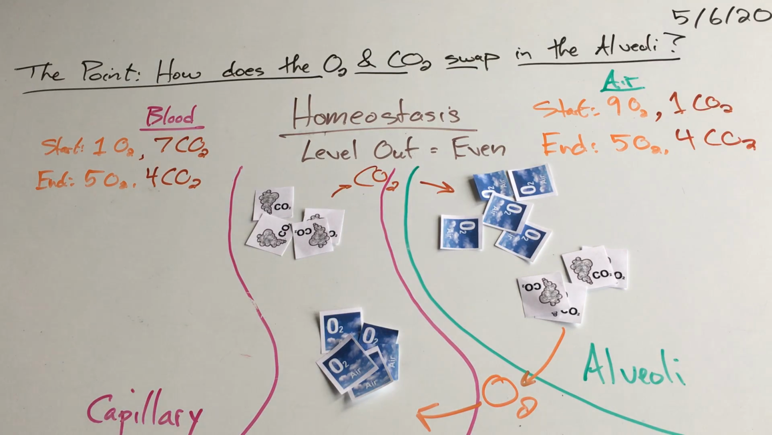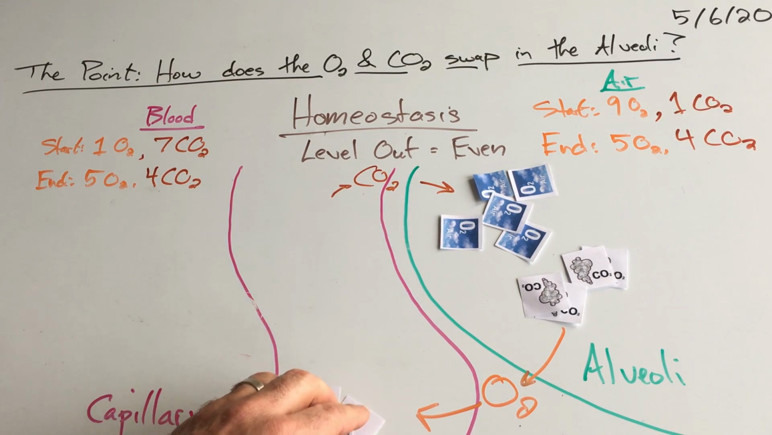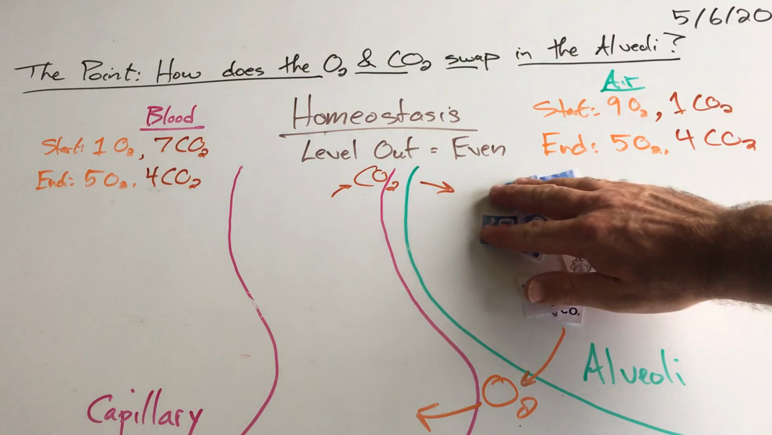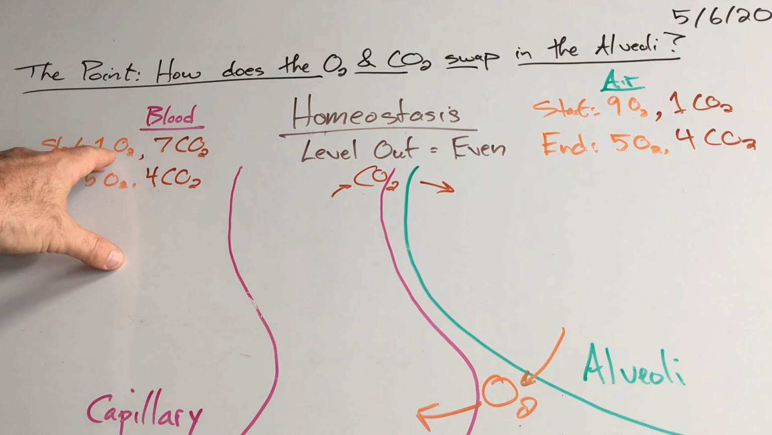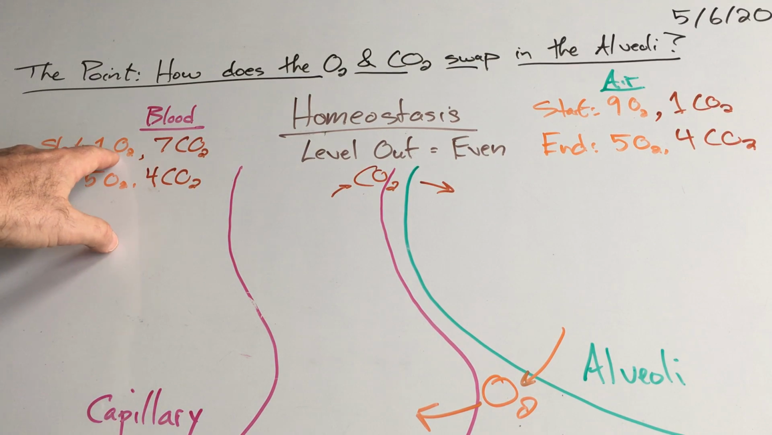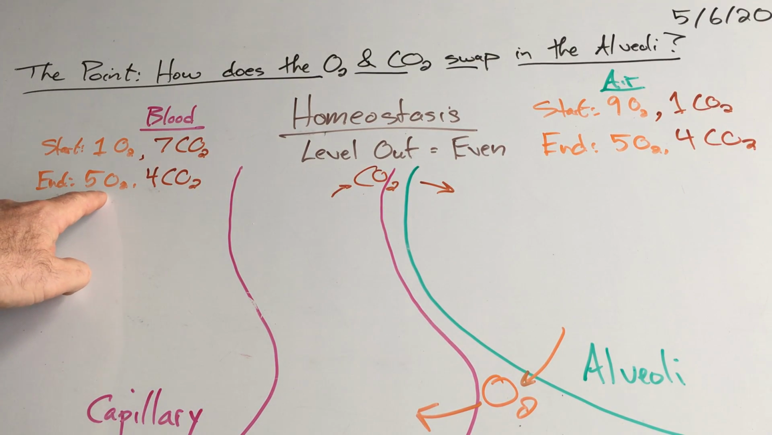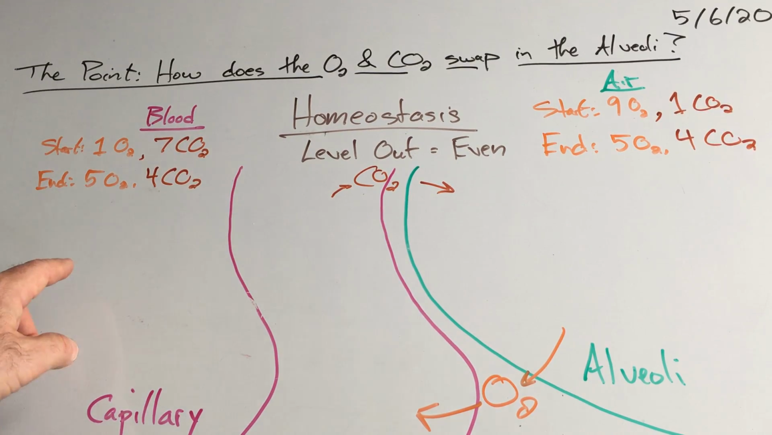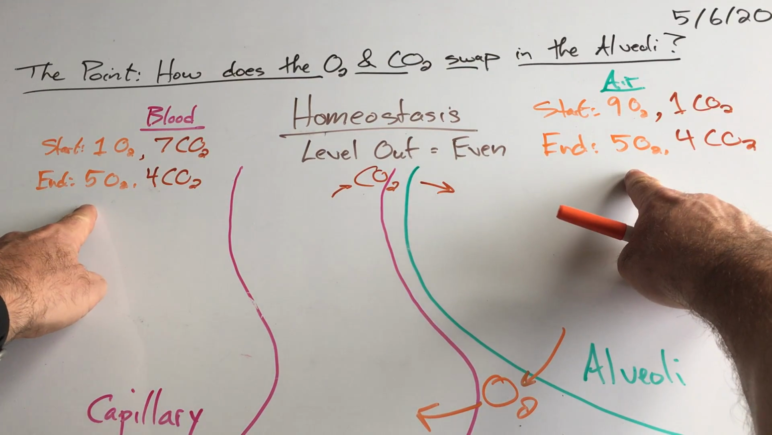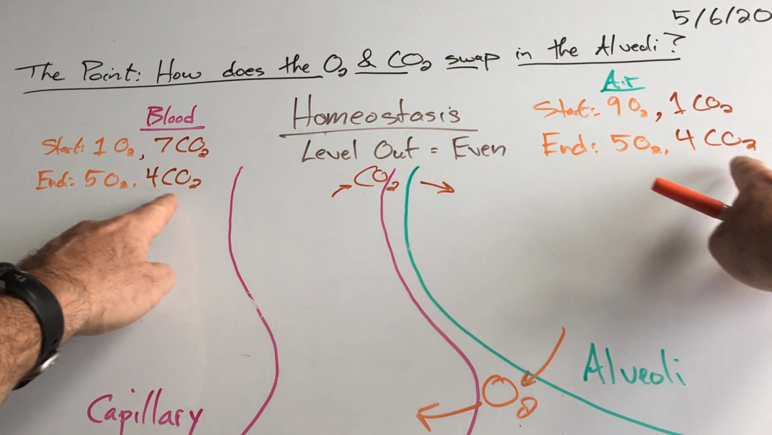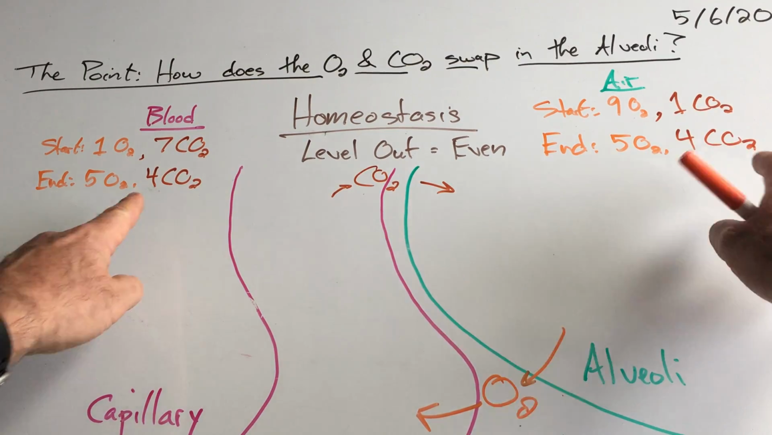And then what happens? The blood flows on. The air gets expelled. We exhale. And this is what has happened. We started with, in the blood, only 1 oxygen and we got 5 oxygen just from leveling it out. Notice these are identical. All we've done is leveled out what was in the blood and what was in the air. That's all we've done. Both have 5 oxygen, both have 4 carbon dioxide.